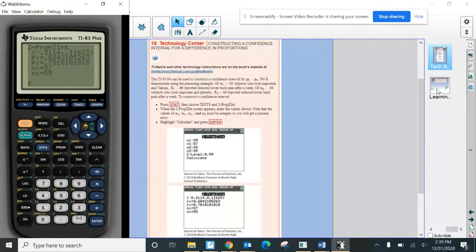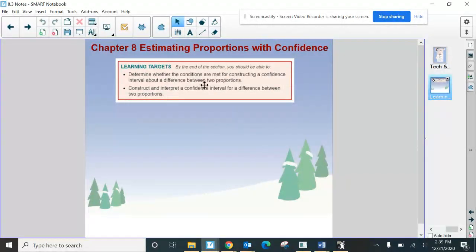Okay, so let's take a look back at our learning targets. Hopefully after going through those examples, we can determine whether or not conditions are met, and we can also construct and interpret the confidence interval.